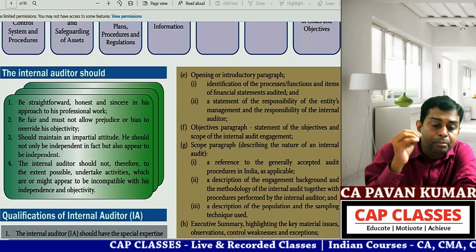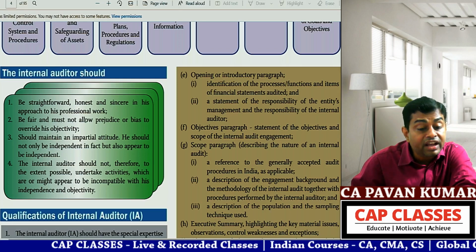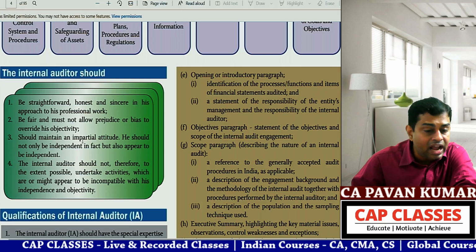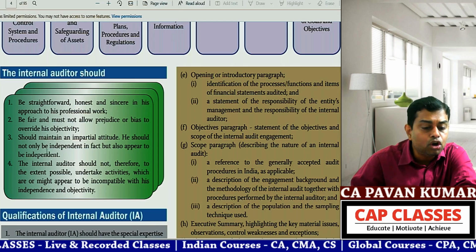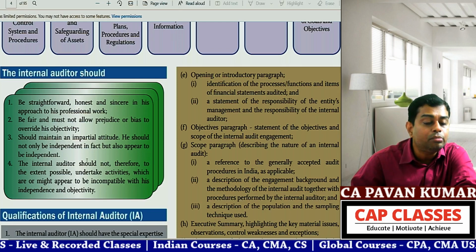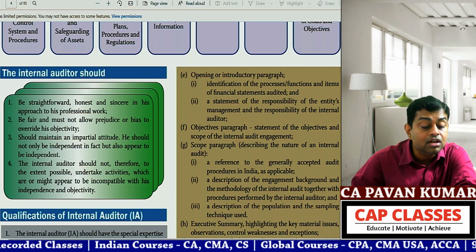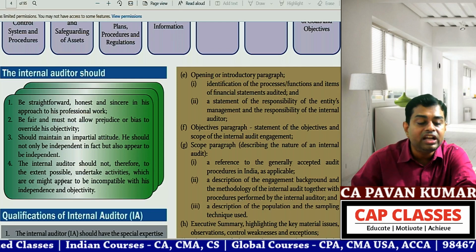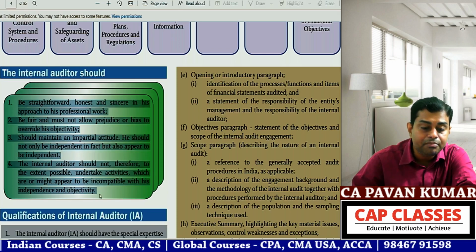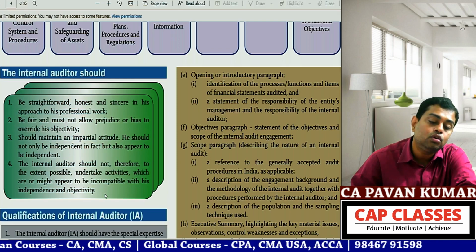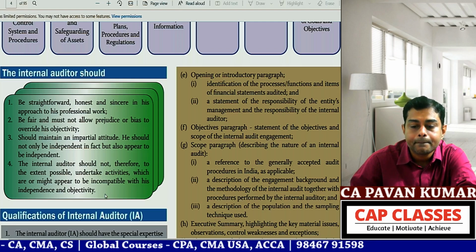Be straightforward, be honest, and be sincere in your approach to professional work. Be fair and must not allow any prejudice, no bias, no overriding of objectivity. Maintain an impartial attitude. He should not only be independent in fact, but also appear to be independent. The internal auditor should not, therefore, to the extent possible, undertake activities which are or might appear to be incompatible with his independence and objectivity. These 4 are the same as for your external auditor also. You understand?